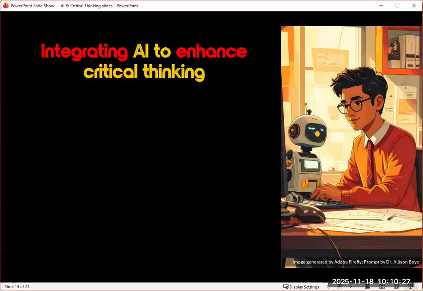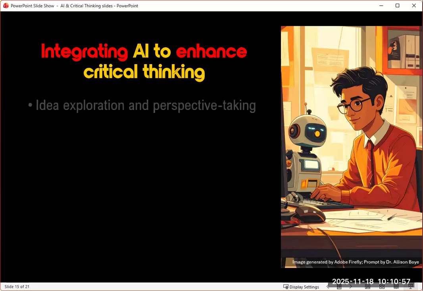So we've explored some strategies to help students think critically about AI outputs, but I think the next step is even more powerful, and that is very purposefully using AI as a tool that can enhance critical thinking. So we'll shift a little bit from guarding against over-reliance to actually designing activities where AI can become a catalyst for deeper analysis, for synthesis, for creativity. So just a few ideas here.